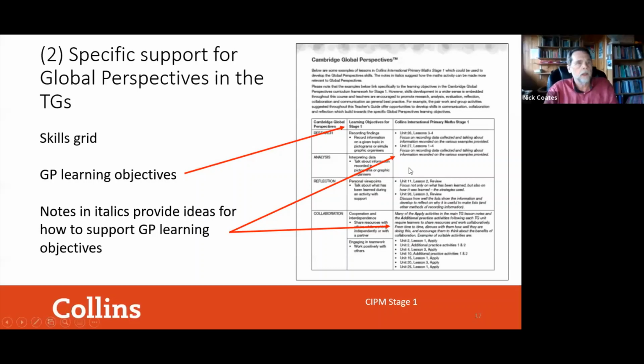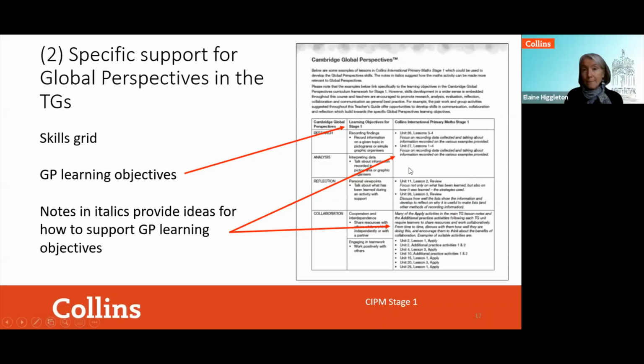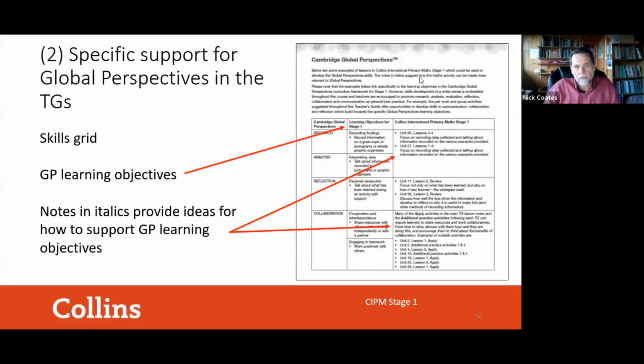Thank you, Elaine, and hello to everybody. Right, yes, I'm going to talk about more specific support for the global perspectives, and this is done through the teacher's guides. In every teacher's guide, English, first or second language, maths or science, at the back of the book you will find an appendix called Cambridge Global Perspectives.